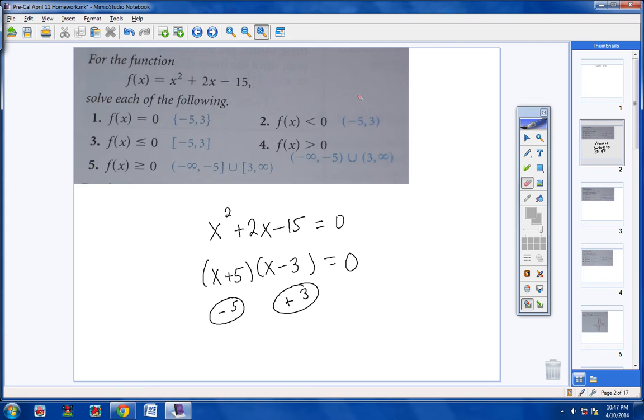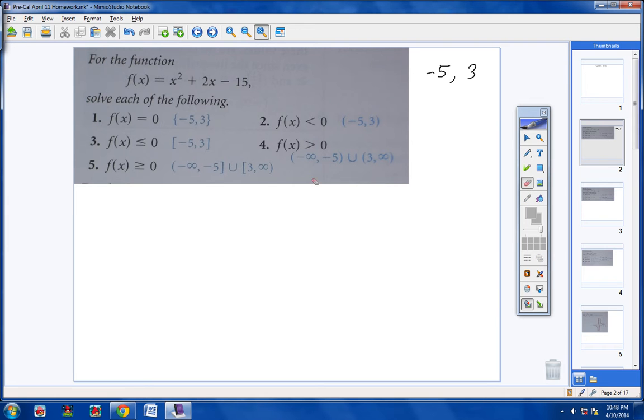Now that we've done that though, don't forget these numbers are really our critical values. So I'm going to go ahead and put negative 5 and positive 3 up here, because now look at number 5. Remember, we're doing every other odd. We did number 1, so now let's do number 5.